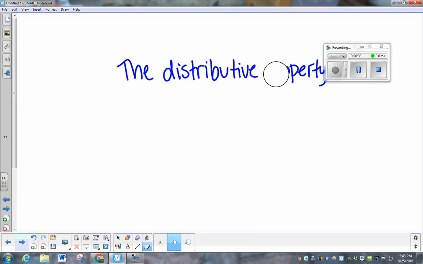Actually, I should have said the distributive law. But you can call it property too. Our book just happens to call it law. So remember problems like this last year? I'm just going to use A, B, and C for now. So they would have looked like this.